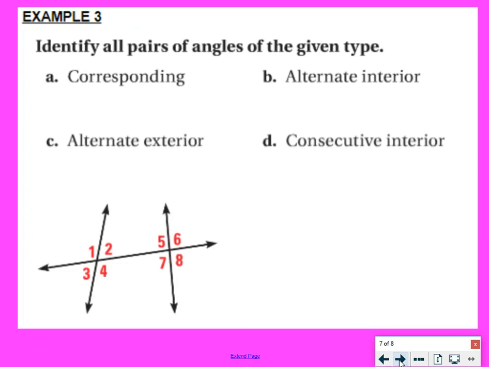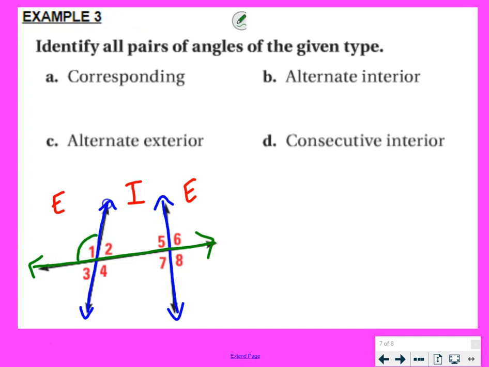Identify all pairs of angles of the given type. If we look first, let's identify our two lines. Here are our two lines that are being cut by a transversal. There's our transversal going through the two lines. We need our interior and our exteriors labeled. Now corresponding angles would be the angles that correspond to the same location on the line.